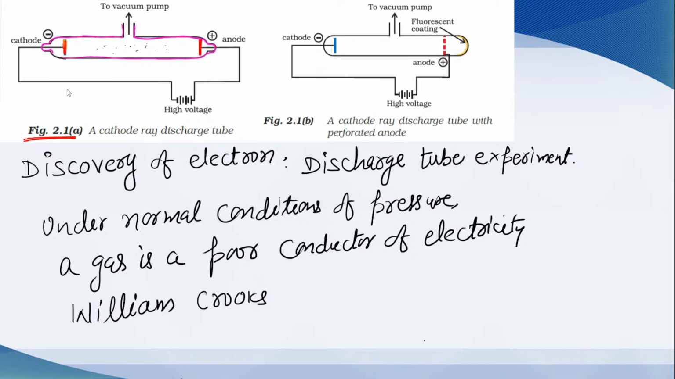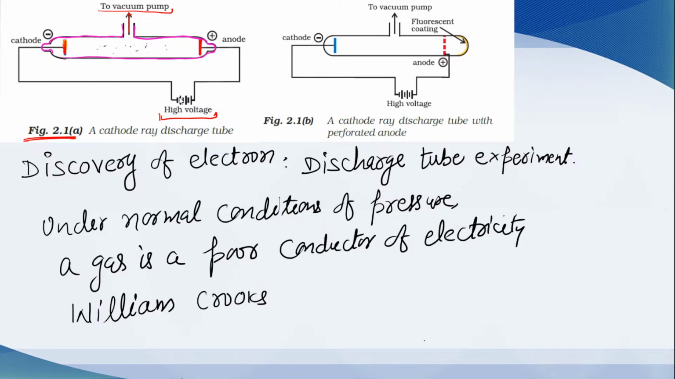Electrodes are connected to a source of high voltage. A high tension battery or induction coil is used, and the tube is connected to a vacuum pump. So this is the setup of the cathode ray discharge tube.